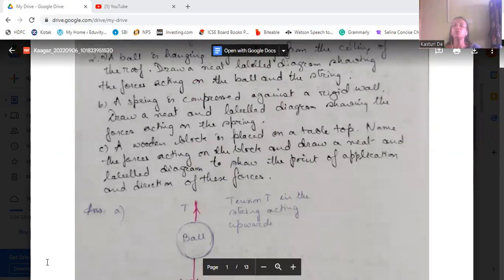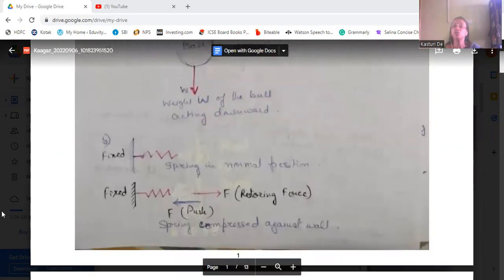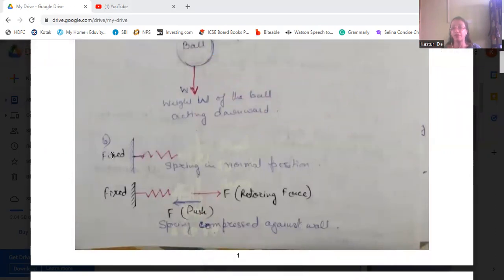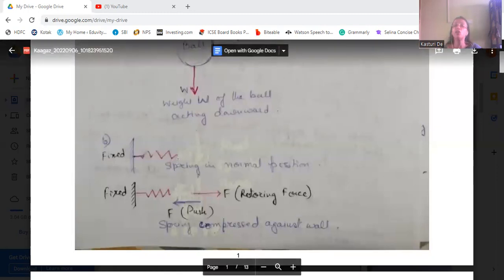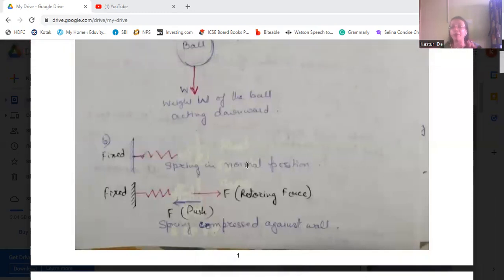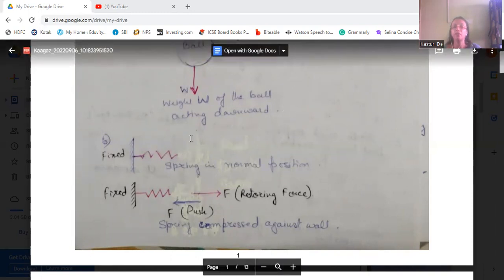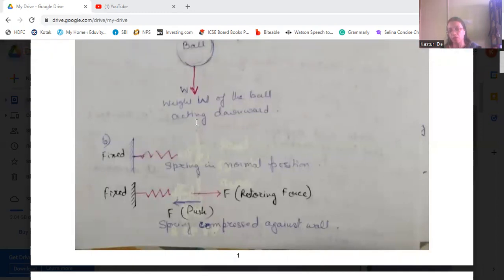Okay. So how to draw the diagram like that? So if this fixed portion is a wall, see there is written fixed portion, so let it be this is a wall to which the spring is attached. In the normal condition, the spring is a little bit stretched. In the normal position, the spring is like this, little bit stretched. But when it is compressed, then the spring is compressed against the wall. Like the spring is this much. If you press the spring like this, it will move towards the wall.